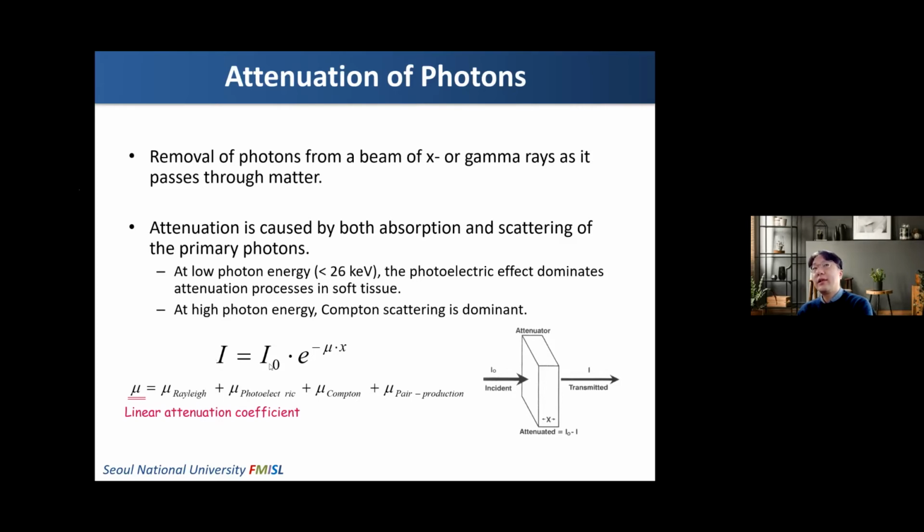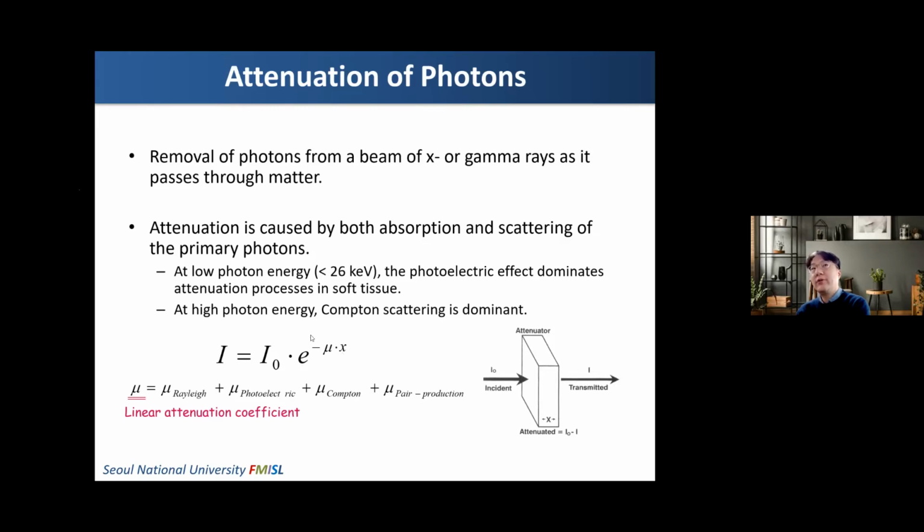Anyway, this photon attenuation can be described by this equation. If the intensity of the incident photons is I0, the thickness of the attenuator is x, and the linear attenuation coefficient of this material is mu, then the transmitted intensity of the beam will equal I0 multiplied by exponential minus mu multiplied by x.